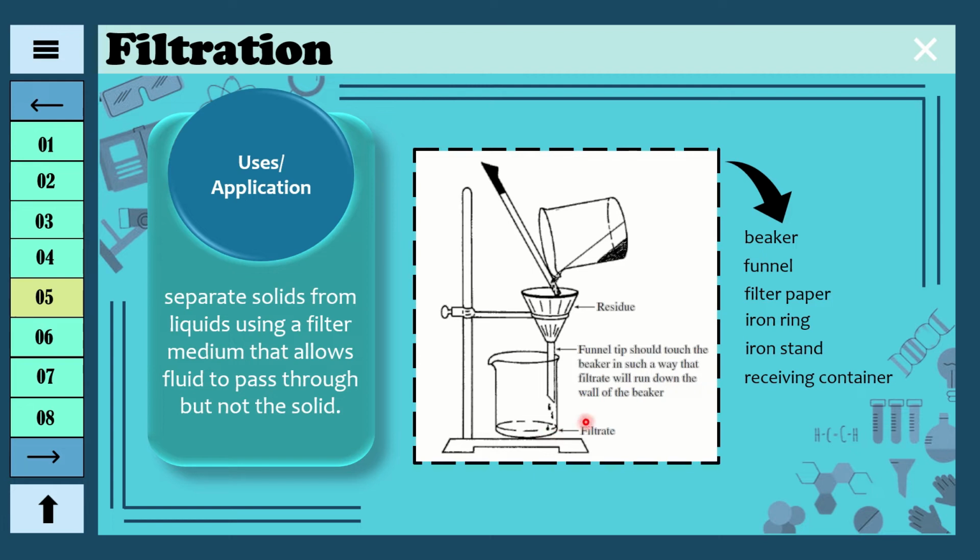The liquid that can be filtered is what we call filtrate, while the solid that remains in the filter paper is what we call residue.